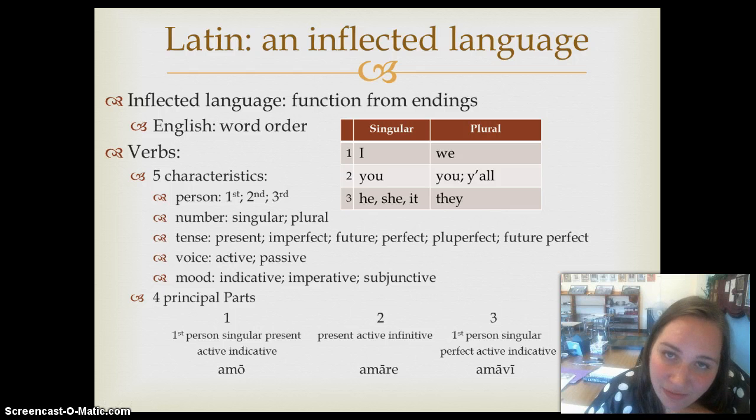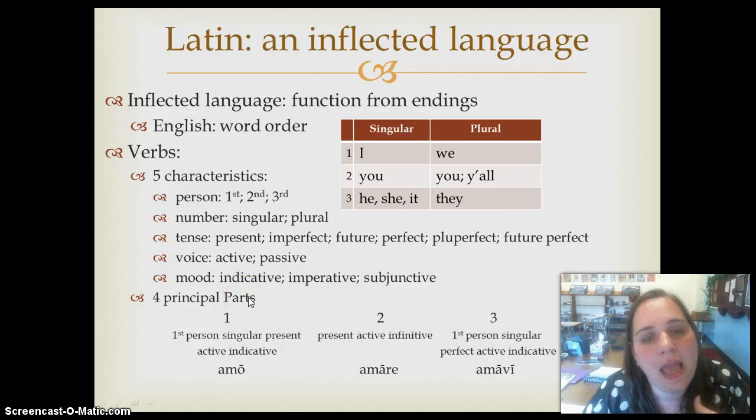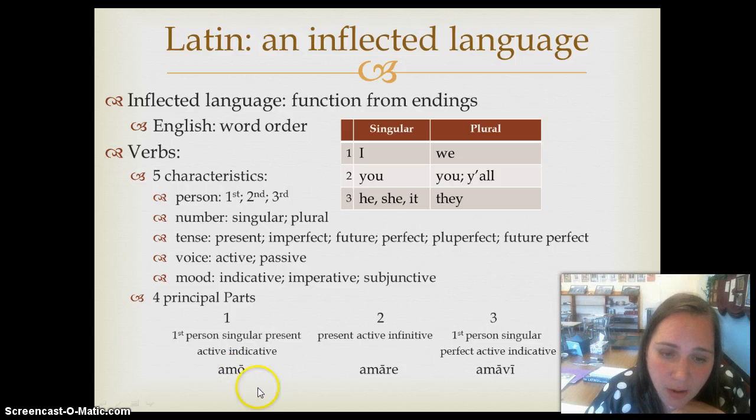Most Latin verbs will have 4 principal parts. And these 4 principal parts will give you all the information you need to fully conjugate a verb. Okay, I'm giving you the example from the verb amo, I love. So the 4 principal parts of amo are amo, amare, amavi, amatum.